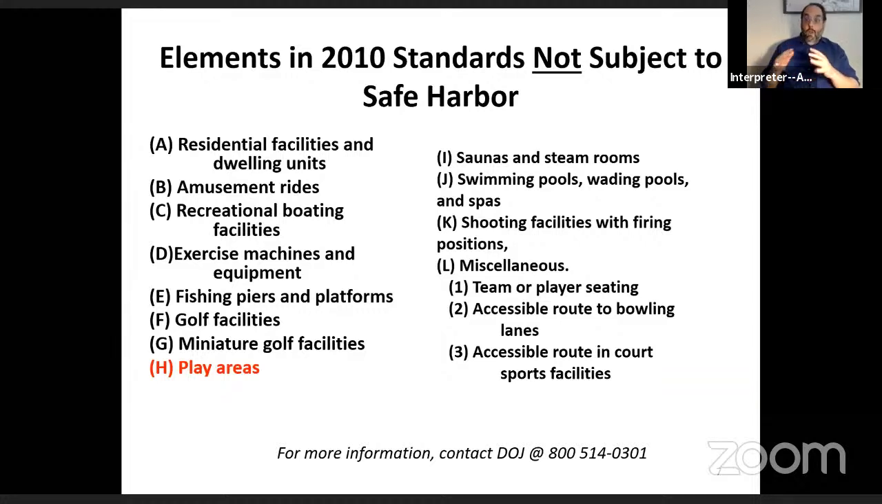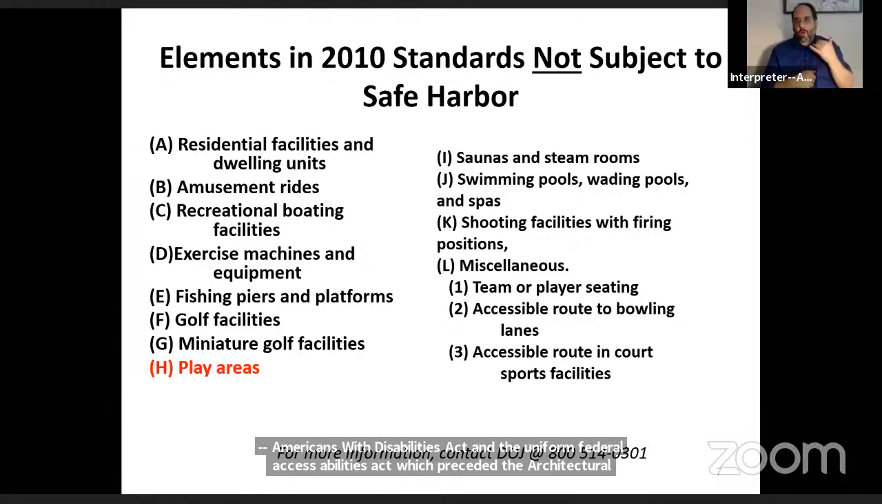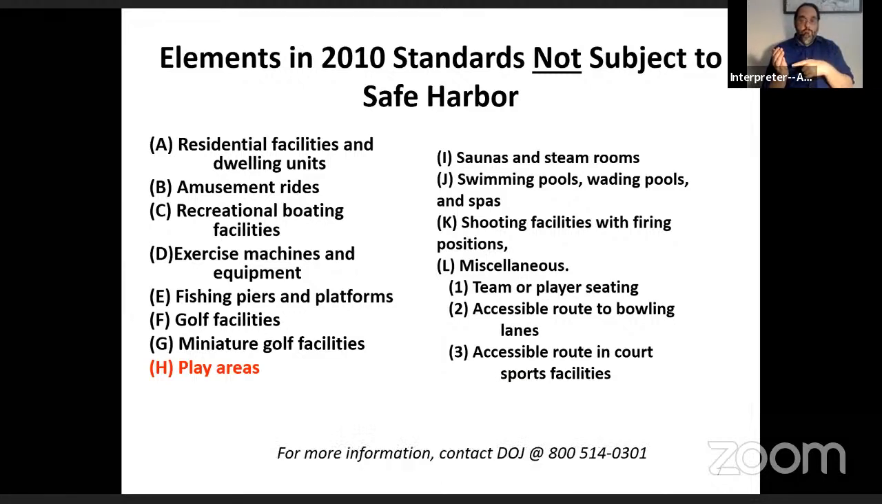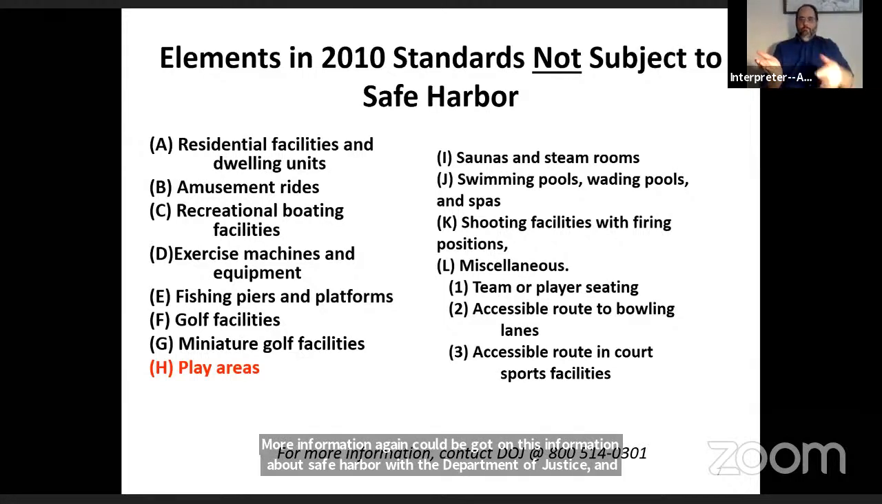Under the Americans with Disabilities Act and the Uniform Federal Accessibility Standards, which preceded the Architectural Barriers Act, there weren't specific requirements for play areas. So there's no safe harbor for existing facilities in play areas because there wasn't an earlier requirement in the earlier standard. Okay. More information about safe harbor can be obtained from the Department of Justice. And again, their phone numbers are provided here on the bottom of slide number 7.